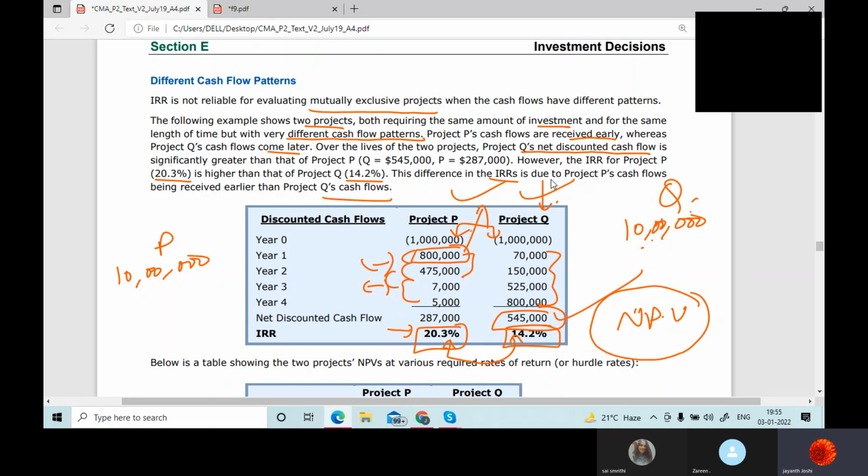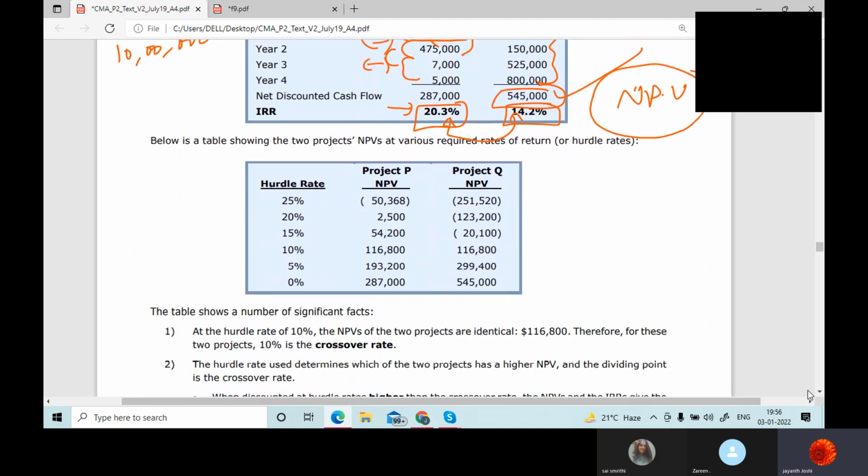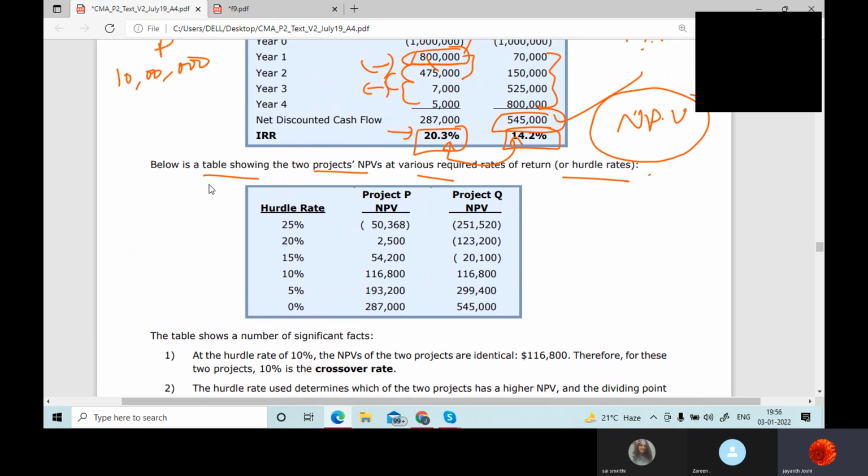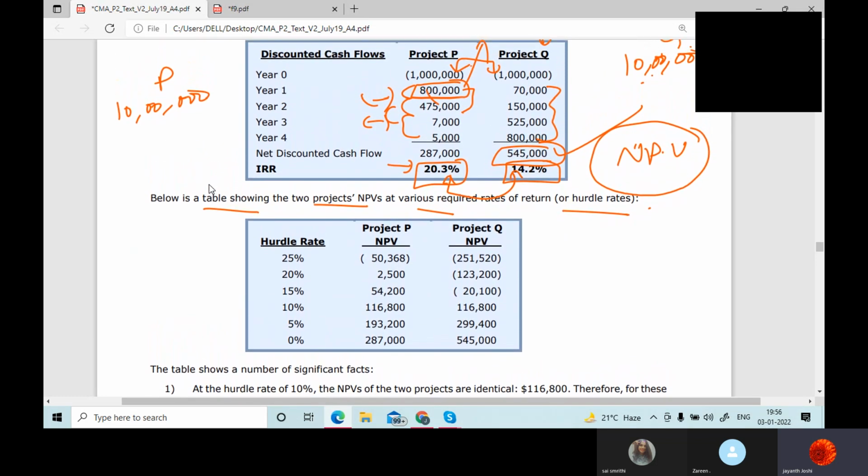This difference in IRR is due to project P's cash flows being received earlier than project Q's. Here I have received earlier, here very late, and when I received earlier, I would have reinvested at this rate. That is the assumption. Now, below is the table showing the two projects' NPVs at various required rates of return or hurdle rates.